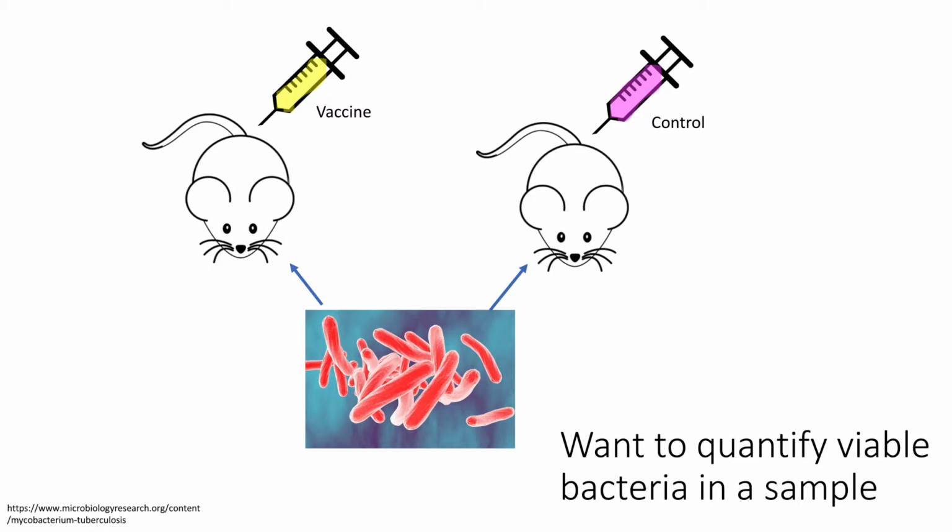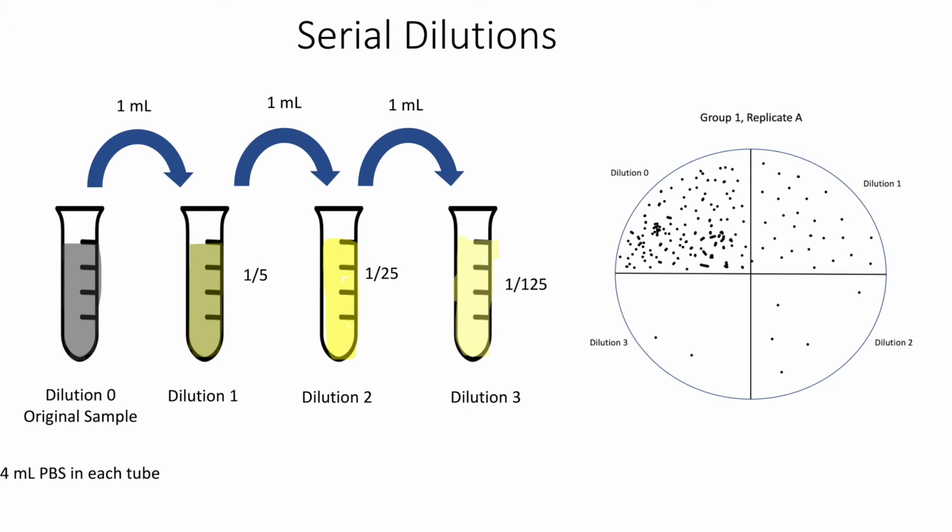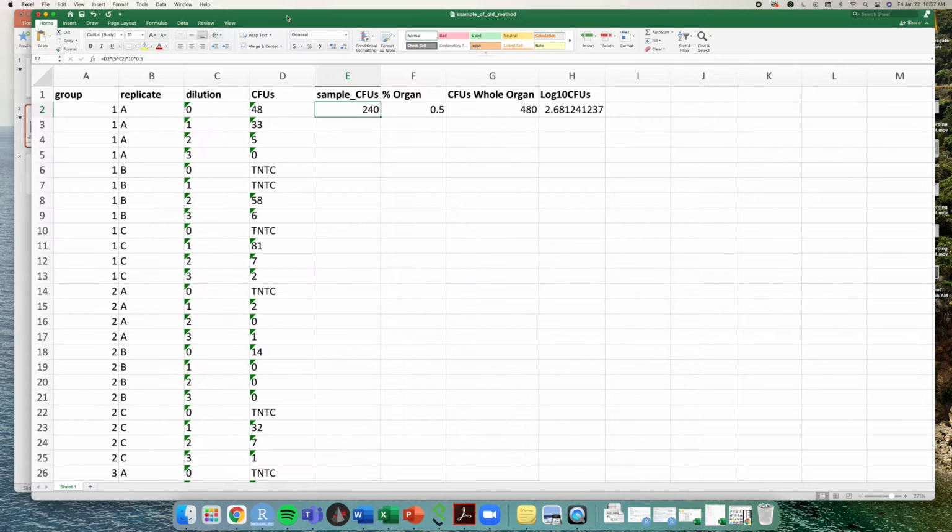We can do this through performing serial dilutions and then counting the colony-forming units, or CFUs. So in this plot on the right, this represents a plate with colony-forming units where each dot is a CFU. Now the problem occurs when you have hundreds of plates and then have to perform calculations to determine the total number of CFUs in a sample. Here's an example.